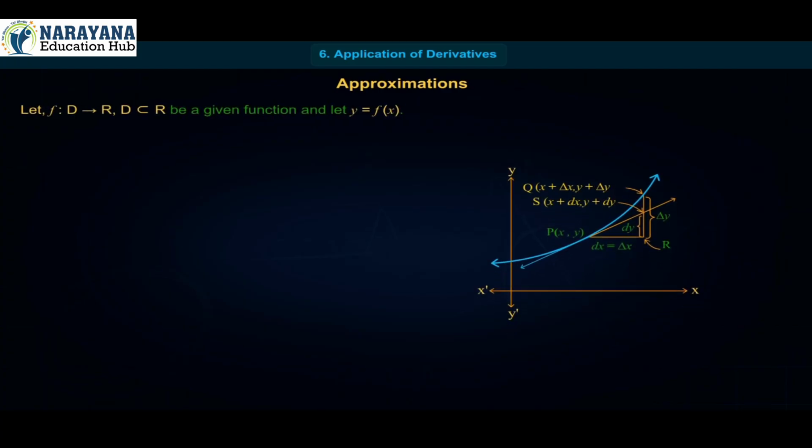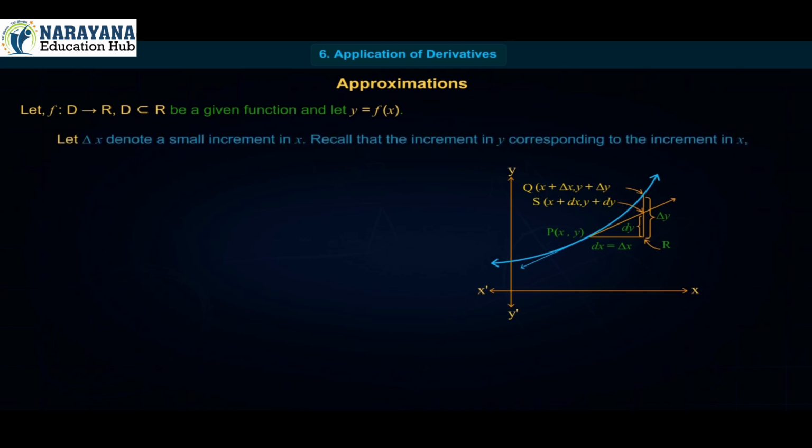Approximations. Let f from D to R, where D is a subset of R, be a given function, and let y is equal to f of x. Let delta x denote a small increment in x. Recall that the increment in y corresponding to the increment in x, denoted by delta y, is given by delta y is equal to f of x plus delta x minus f of x.